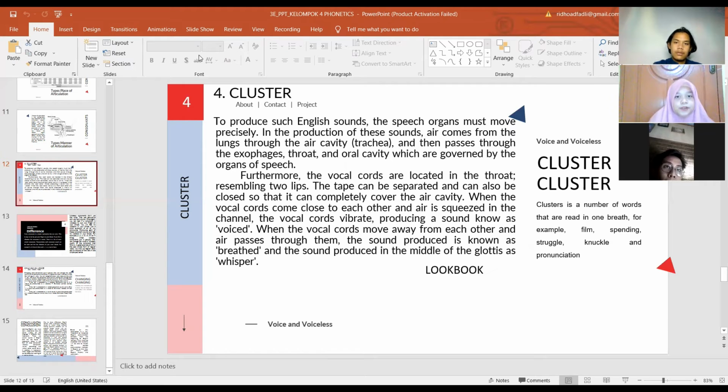Difference between voiced consonant and voiceless consonant. Okay, Salsabila. Voiced consonant is a simple... I will continue from that point.